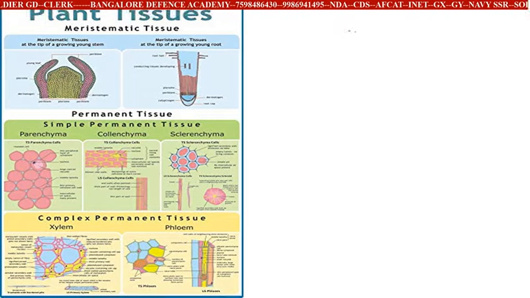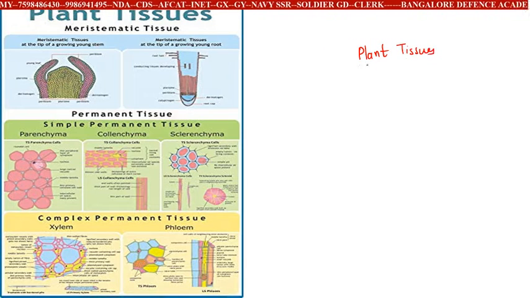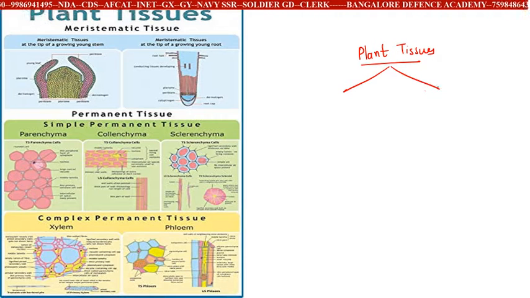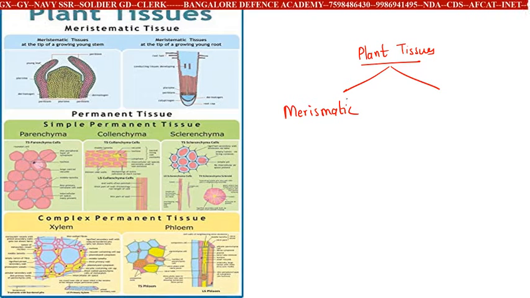You can take down this important chart. Imagine the flow chart which I am giving here is very useful. This will be a question asked in your examination. Plant tissues are divided into two. One is called meristematic tissue, and another is called permanent tissue.